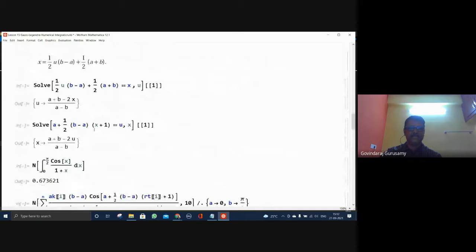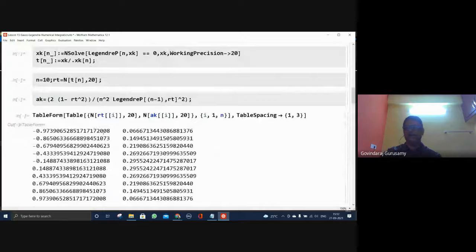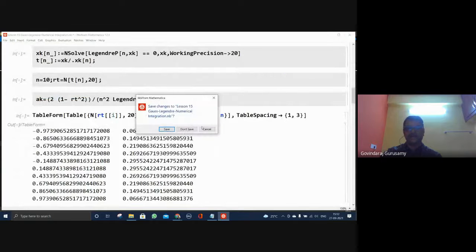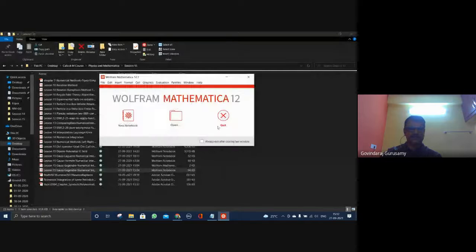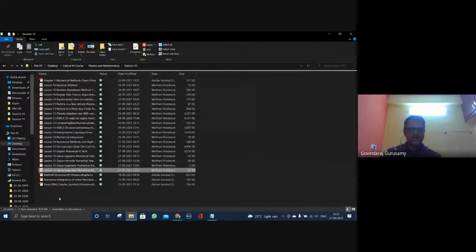You have to grasp this idea a little bit by spending your time. The same logic can be followed for the other things also. So Gauss-Legendre is over, now Gauss-Hermite.